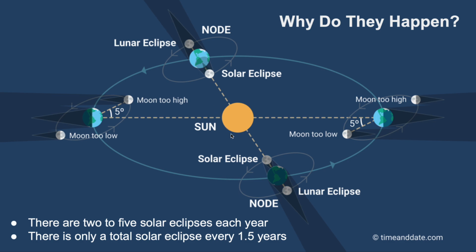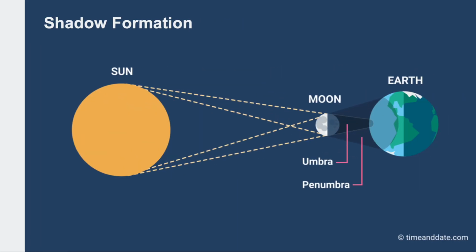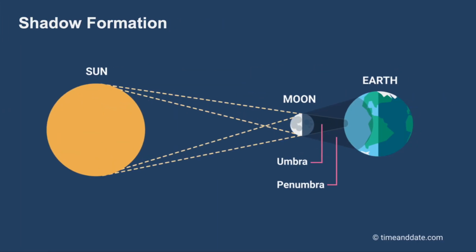There are about 2 to 5 solar eclipses each year, depending on how these orbits pass one another. But there's only a total solar eclipse every 1.5 years or so. So it's a reasonably rare event, and when you consider that the Earth is mostly water, the odds of one going over land, and especially going over the United States by us, are very small, so it's a rare occurrence.